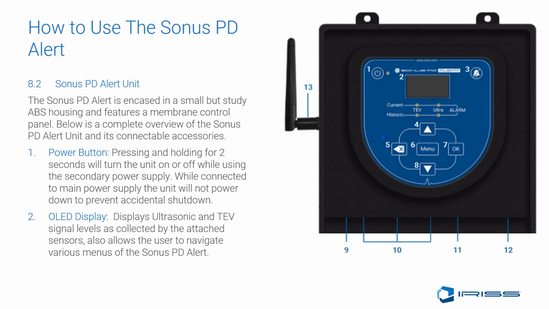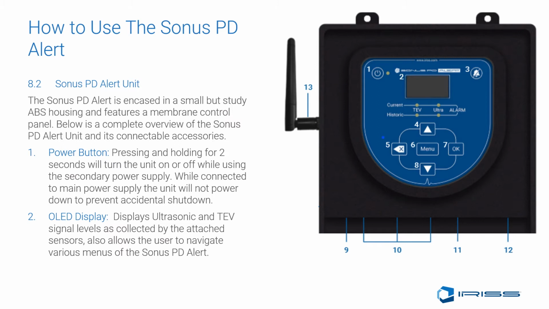Section 8.2, Sonos PD Alert Unit. The Sonos PD Alert is encased in a small but sturdy ABS housing and features a membrane control panel. Below is a complete overview of the Sonos PD Alert and its connectable accessories. Number 1, the power button. Pressing and holding for 2 seconds will turn the unit on or off while using the secondary power supply. While connected to the main power supply, the unit will not power down, and this is to prevent accidental shutdown.